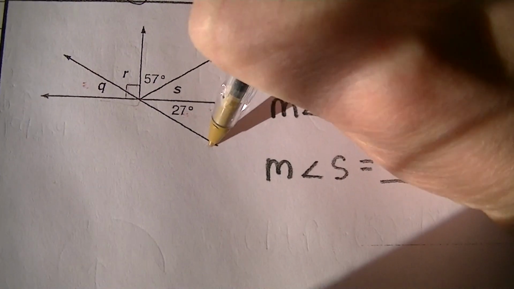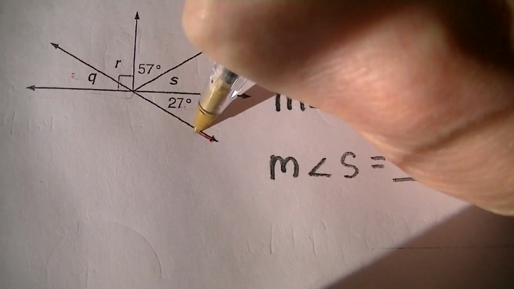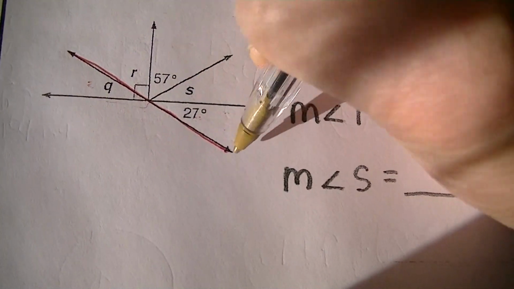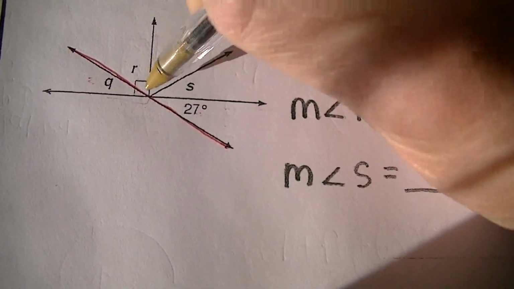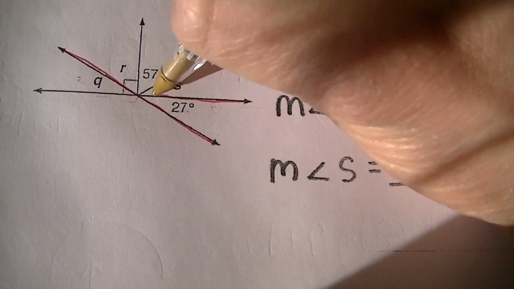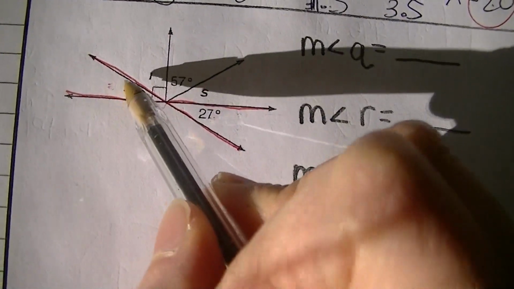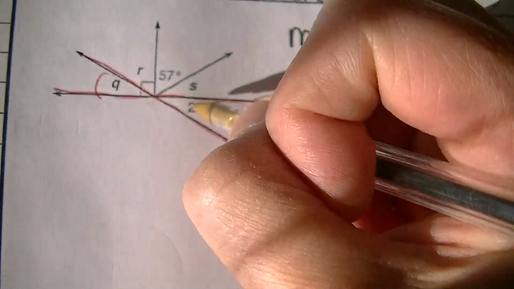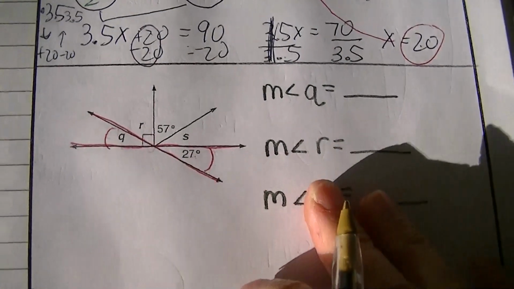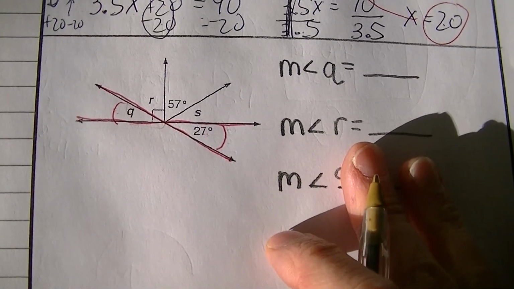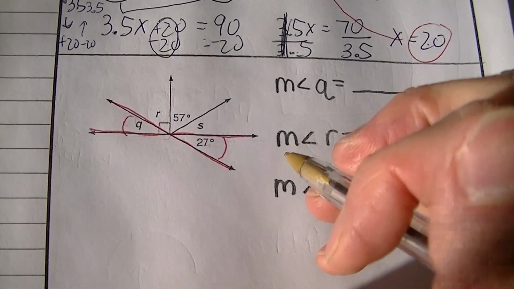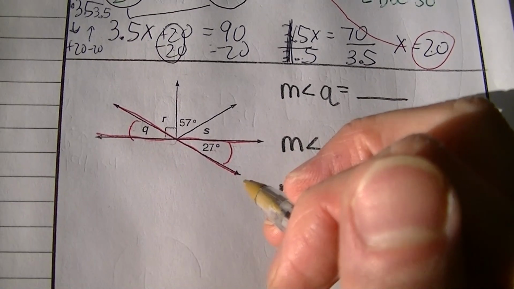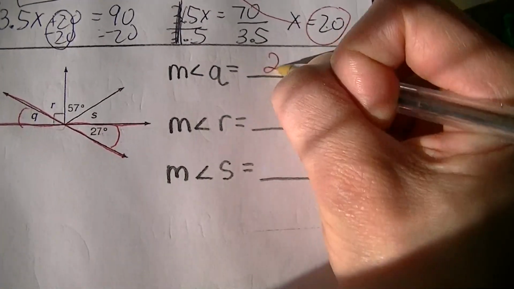I want to see if this 27-degree angle is vertical to this Q. So here's how to check. You find its line and you trace. Okay, it was straight through. I didn't have to bend or anything. Okay, here, straight. Perfect. So that means that Q and this 27-degree angle are vertical. Vertical angles are always congruent, meaning they have the exact same angle measure. So the measurement of angle Q is 27 degrees, because that's what that says.